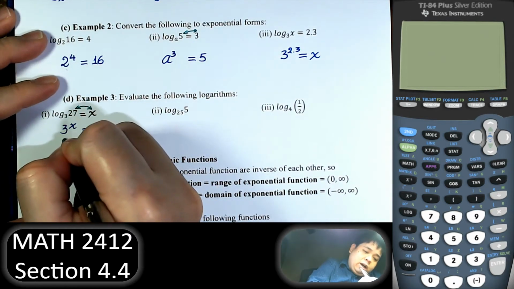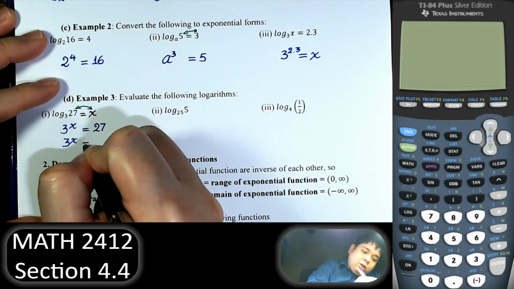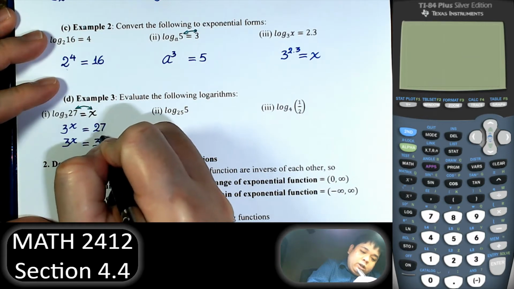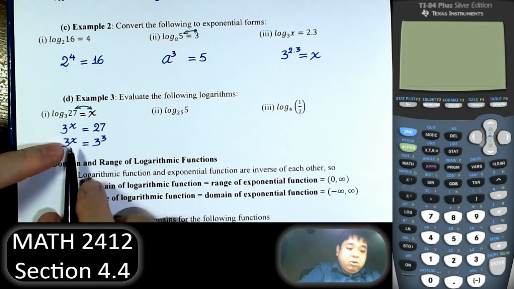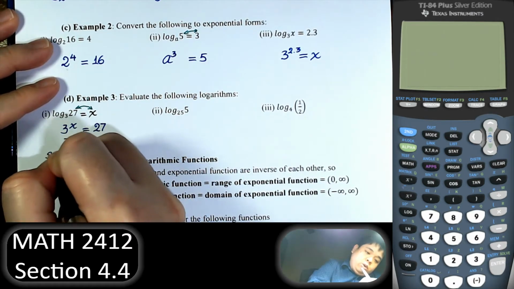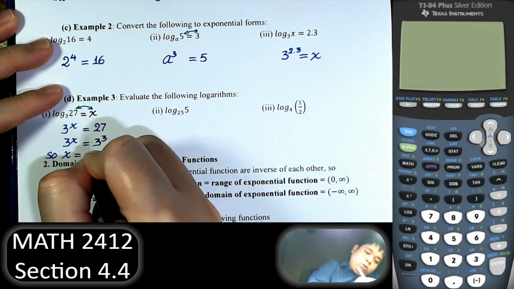Now, 27 is 3 cubed. We write it like that, so two things are equal. The bases are equal, so the exponents will be equal. So we have x equal to 3.